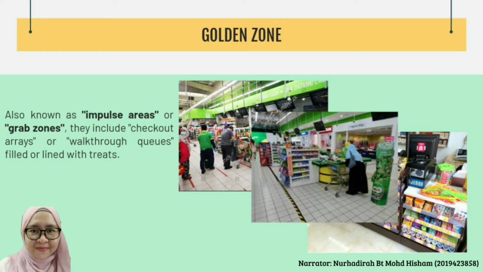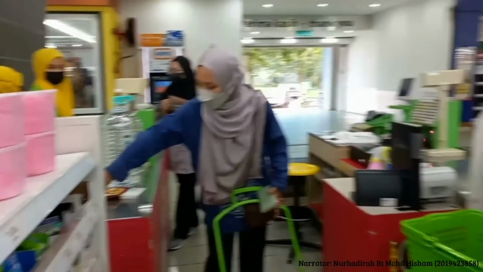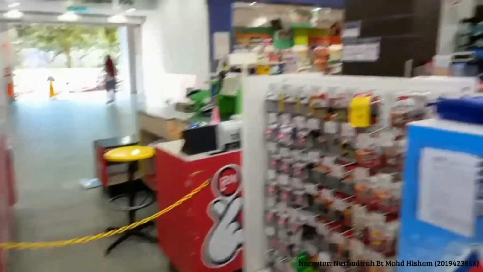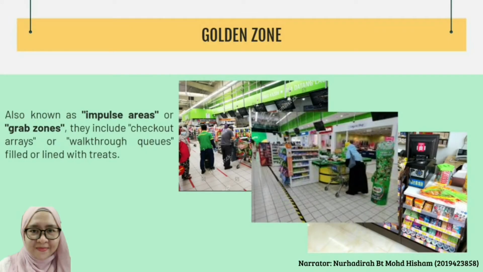I will discuss about golden zone. Golden zone, also known as impulse area or grab zones. They include checkout arrays or walk-through queues filled or lined with treats. They are not there for pleasure. They are there to make money, and the best way to do that is with products that are bought as a reward for the task you have just completed. The example of product that we always see at this zone is such as chocolate, ice cream, candies, and many more.